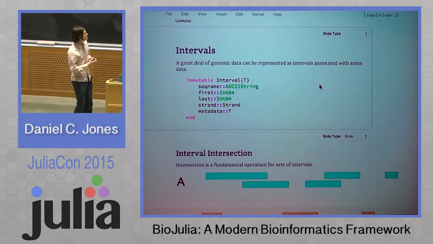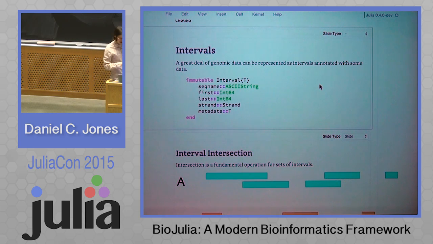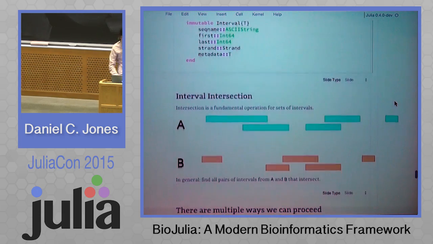To be concrete, what I mean by intervals is some sequence and some closed interval on that sequence. Sometimes there's a strand associated with it, one strand of the DNA or the other. And then you associate some data with that interval. And we need to be able to process large amounts of that.